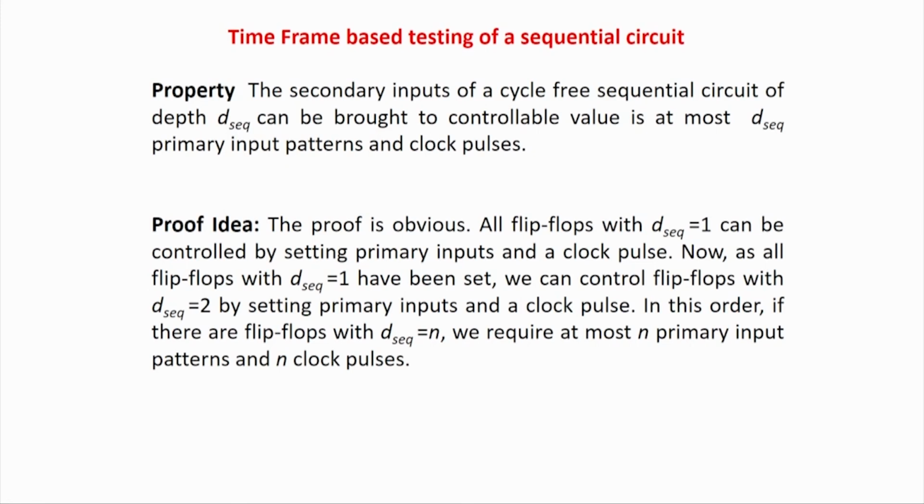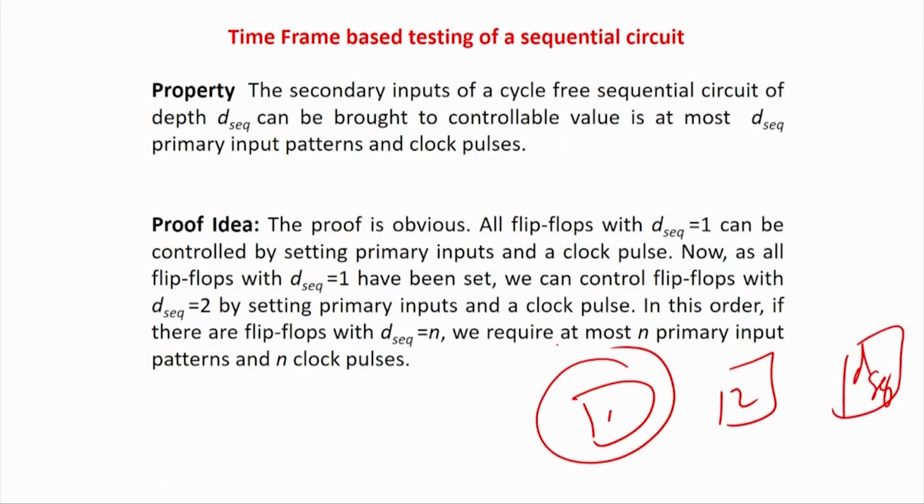Right. So, the simple idea is, in a block diagram, we can say that this is a flip flop of level 1, this is a flip flop at level 2 and this is a flip flop at level D sequence. This one can be controlled in one pattern of primary inputs and a clock. This one will require 1 plus 1, because one pattern set will be required to control this flip flop and then another primary set, because the output of this is feeding this flip flop, and you have to keep on doing it inductively.